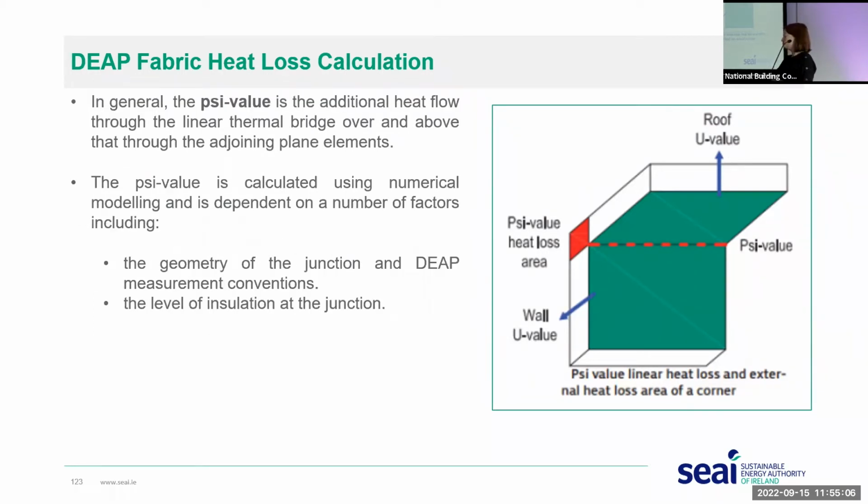So in general, the SEAI value is the additional heat flow through the linear thermal bridge, over and above that through the plane elements. And the SEAI value is calculated using numerical modeling, which Andrew went through this morning, and is dependent on a number of factors, including the geometry of the junction, the DEAP measurement conventions, and the level of insulation in the junction.